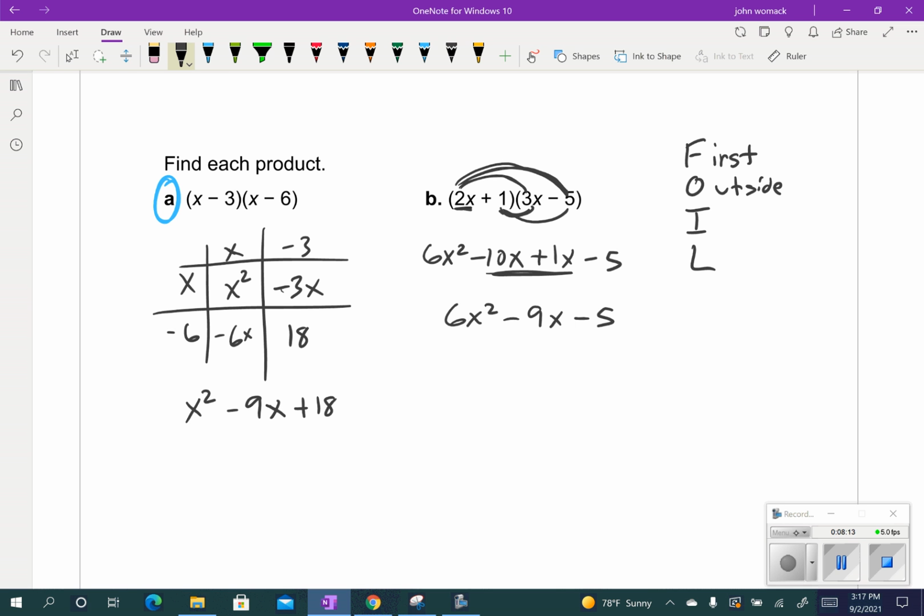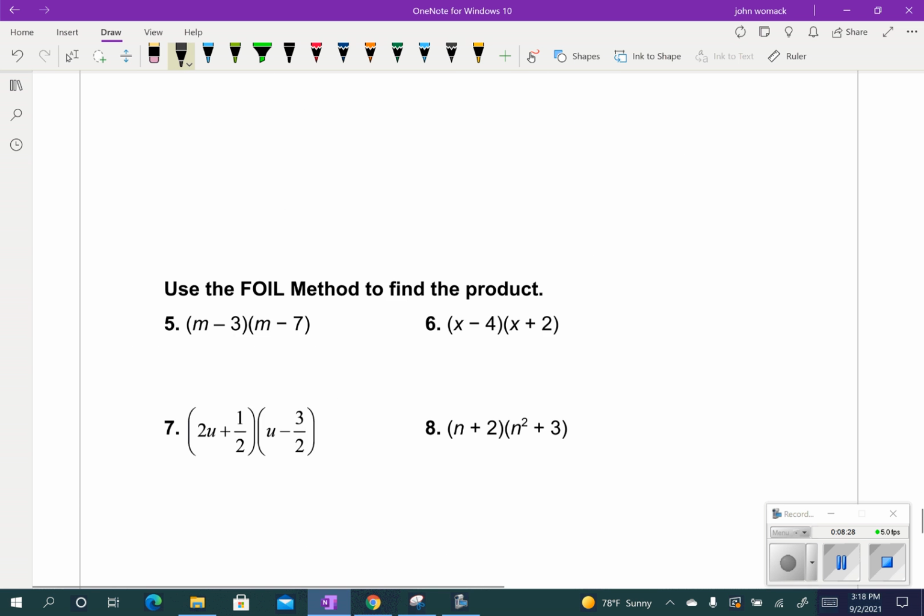The I stands for the inside two terms. And the L stands for the last two terms. So I guess if that acronym helps you, great, use it. I don't think you need it to multiply these. By the way, that actually doesn't work as well.